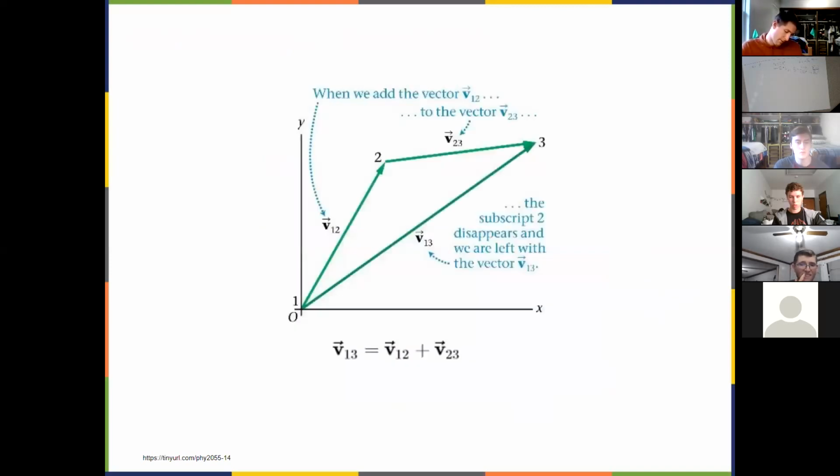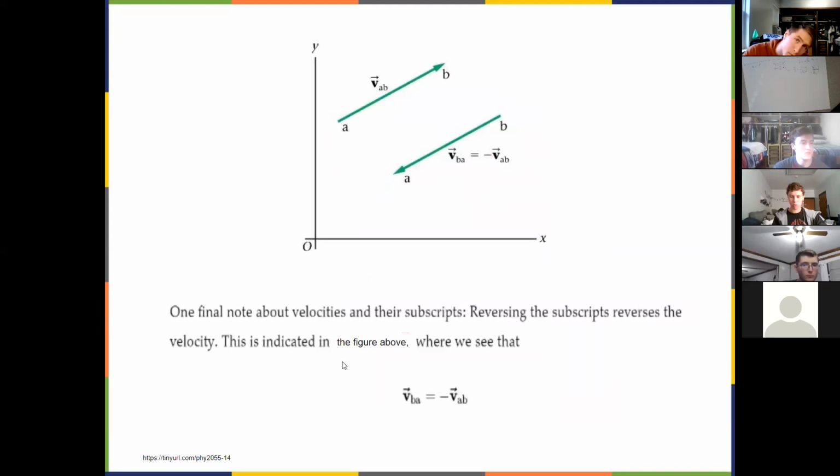Now you can also use numbers as your subscripts, and it will be the same. As long as the second subscript on the first vector matches the first subscript on the second vector, that subscript will disappear, and you'll get this result. And if you flip the two subscripts, then for example v of BA should be equal to minus v of AB. So it becomes the inverse of the original vector.